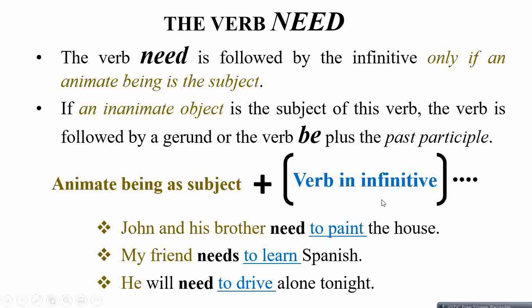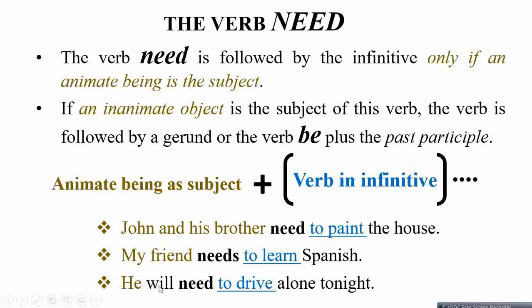subject followed by a verb in infinitive. So John and his brother need to paint the house. So इसमें आपके पास infinitive verb है to paint. Second example है my friend needs to learn Spanish. He will need to drive alone tonight.